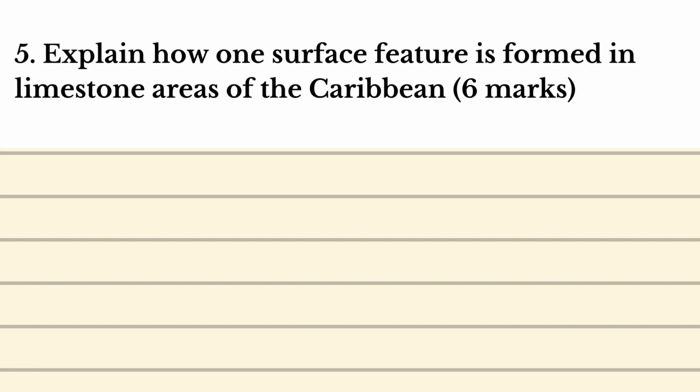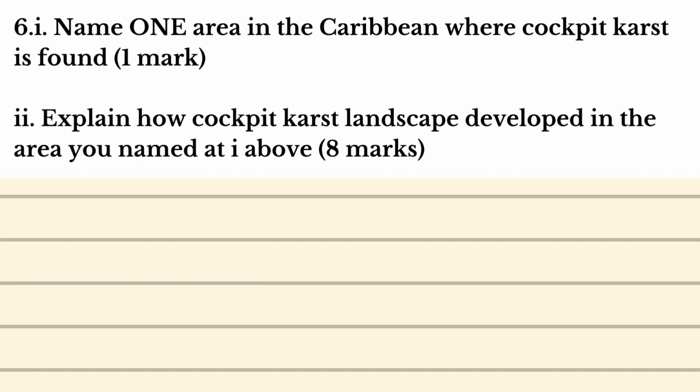And then you could explain afterwards that the collapsed doline is formed when there are caves close to the surface and the roof of the cave collapses to form the doline. All right. And then you should be able to get the other 3 marks for that. Again, if you wish, you could draw diagrams to illustrate what you are talking about.